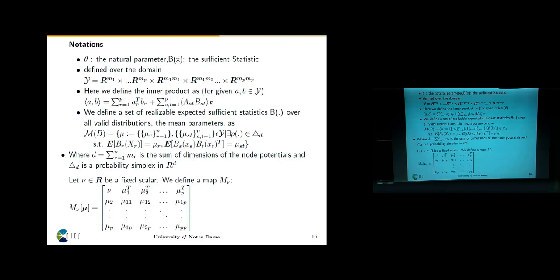Also, the new thing here is that we're going to define the mean parameters in this fashion. This is for my node, and this is for my edge, where the expectation of B R of X R is nothing but my mu R, and similarly for the edge parameter. And one more important thing is we are going to express it in this form, that is, we are going to map the node and the edge parameters into this matrix.